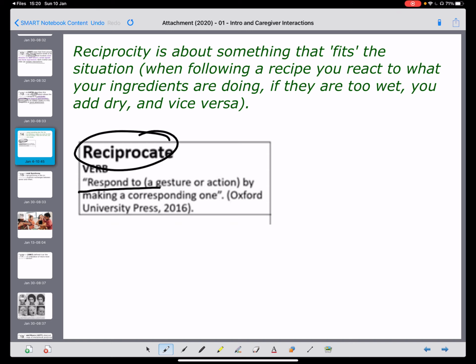Okay, so it's something that fits in. If I was going to reciprocate something, I might actually figure it out. Somebody gave me the suggestion that if you ever do any baking, this is quite a reciprocal thing. If you think your recipe is perhaps a little bit too watery, you might add something to make it less watery, and vice versa.